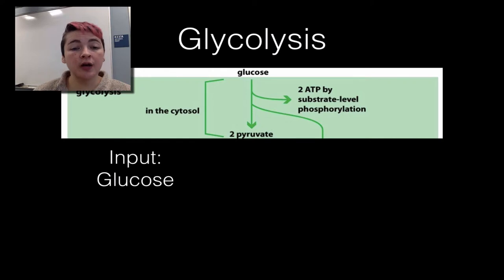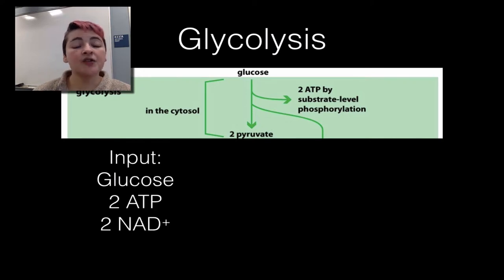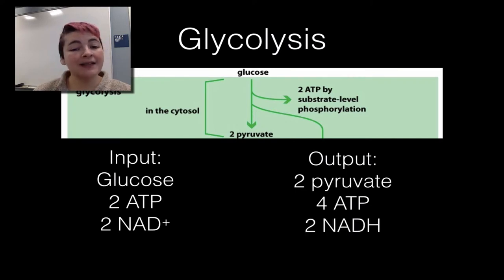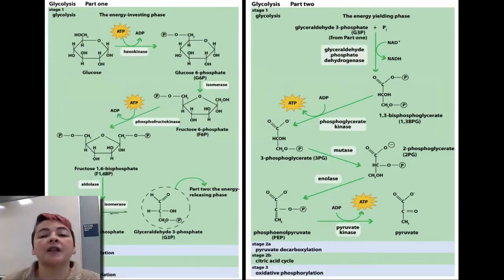The input is glucose, which we get from our diet, 2 ATP to get it started, and 2 NAD. Our output is 2 pyruvate or pyruvic acid, 4 ATP, giving us a net gain of 2, and then 2 NADH. This is the process of glycolysis. Glycolysis is not just automatically cutting glucose in half. There are a series of steps to go from glucose to pyruvic acid. You do not need to know these steps. You just need to realize that it is a series of steps.